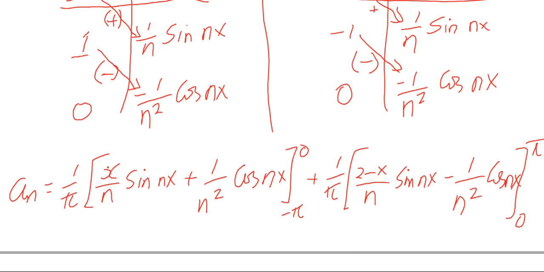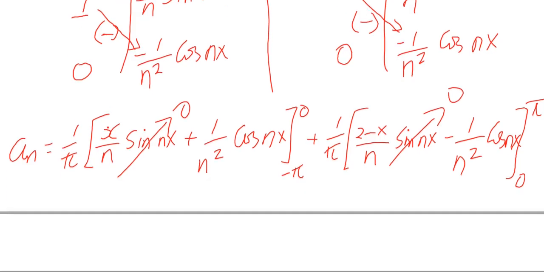So we work out this. It is important to note that when we are evaluating sine of nx, when we put the upper limit, we get sine of 0, which is 0. And when we put the lower limit, we get sine of n pi, which is also 0. So clearly, this quantity will be 0. The same with this one. So we only need to worry about the cosine term.